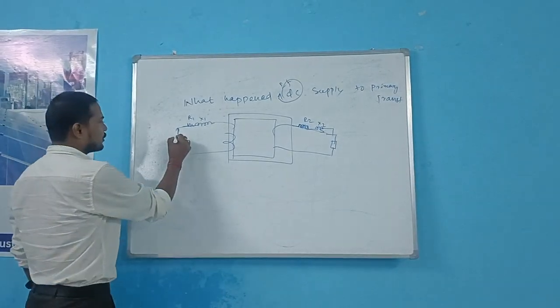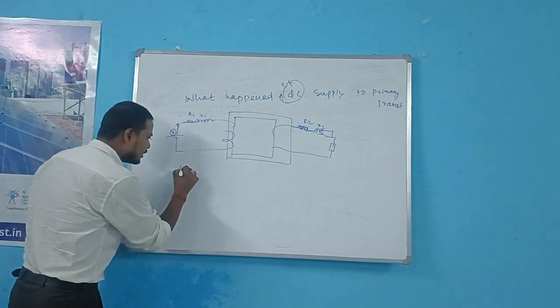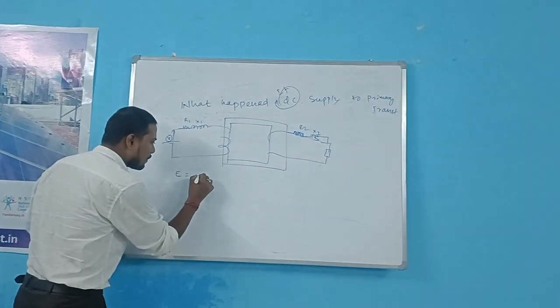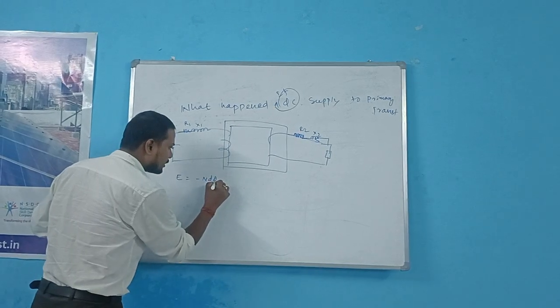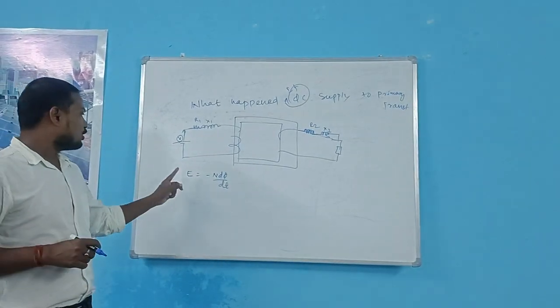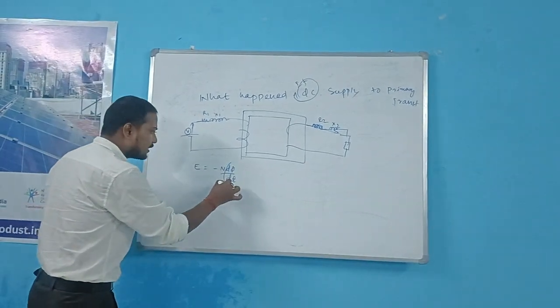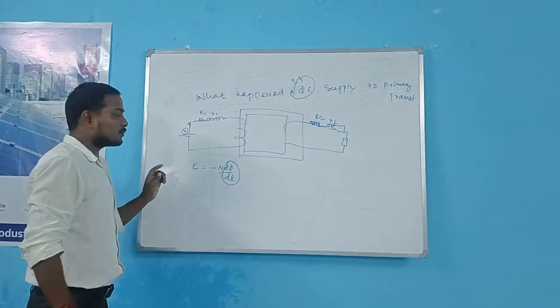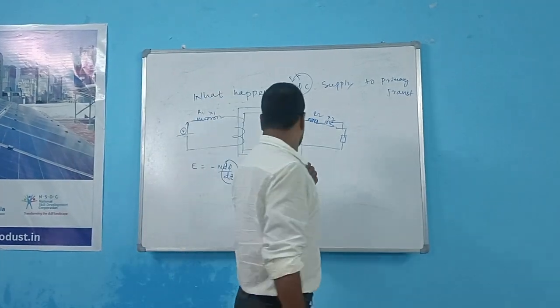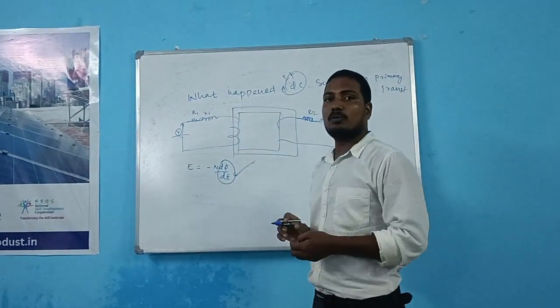If someone supplies a DC source, that means DC voltage, at the same time we know that the induced EMF E is equal to minus N d phi divided by dt. This is the primary induced EMF, where d phi by dt is the change of flux with respect to time. This theory is basically Faraday's laws of electromagnetic induction.